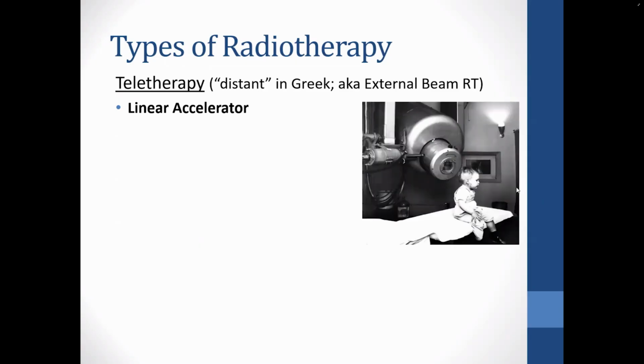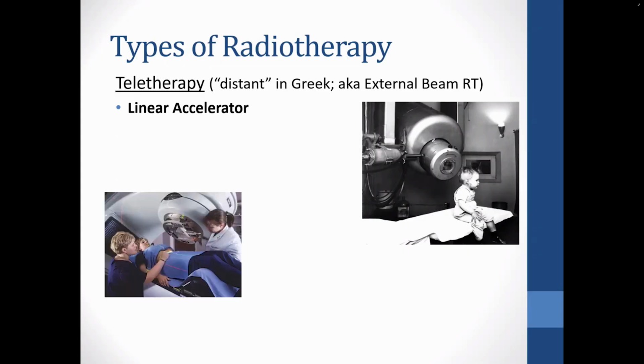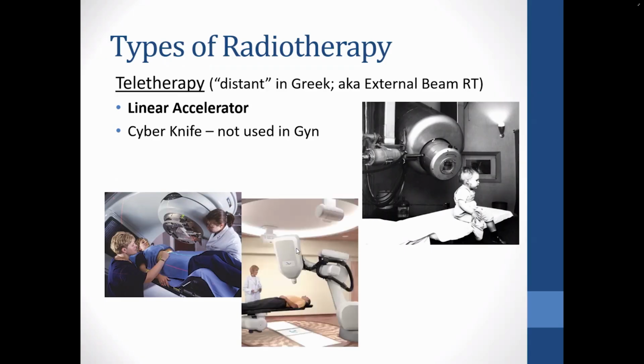This is a picture of the first linear accelerator ever developed at Stanford, about the 1950s. And this is a picture of a more modern day linear accelerator. Another type of teletherapy or external beam radiotherapy machine is called a CyberKnife. This is a picture of that down here. This machine can rotate about on this arm. It's not typically used in gynecologic malignancies, but is often used in other parts of the body where it can deliver highly focal radiation treatments.